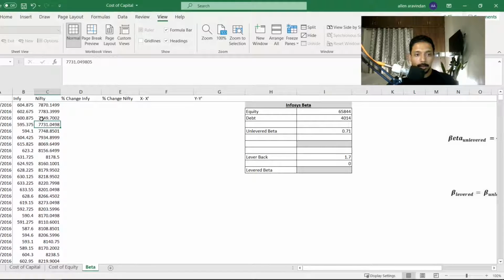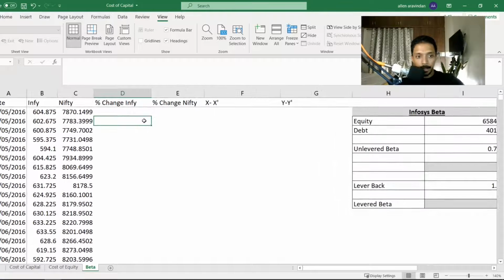As I was discussing, beta is the sensitivity of Infosys versus the benchmark, which is Nifty 50, the market. So Nifty is the market. For finding the sensitivity, we first have to find the percentage change. You don't find the sensitivity of the price, you find the sensitivity of the change in the price. So we're going to find the percentage change here. It's very easy: today's price divided by yesterday's price minus 1. It's just a percentage change formula.